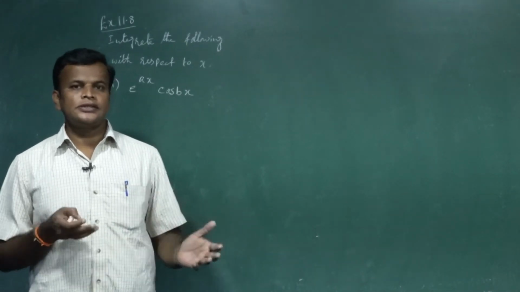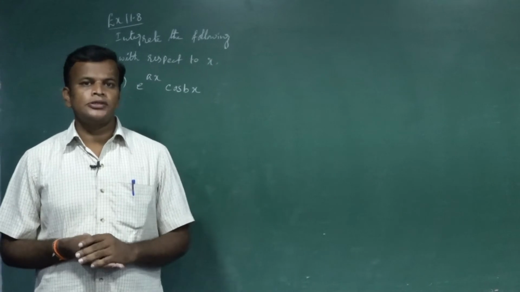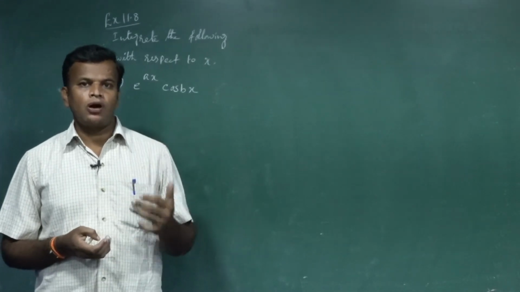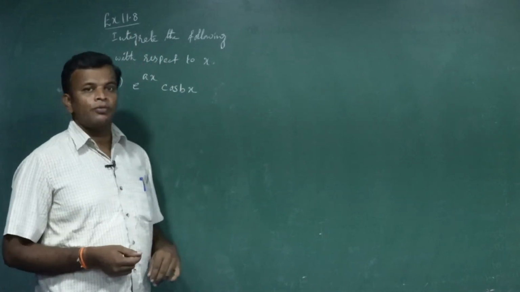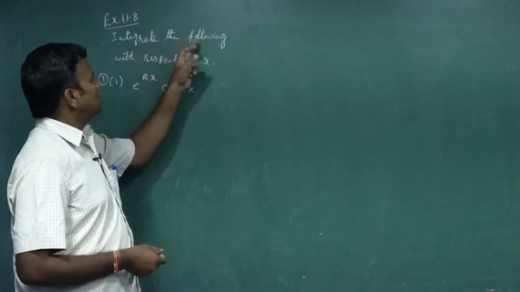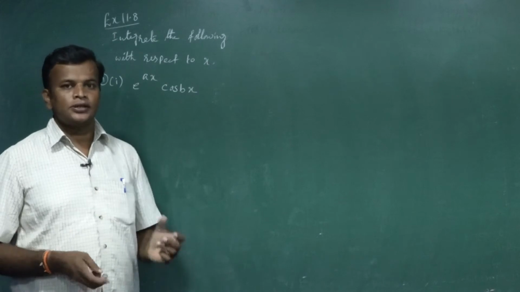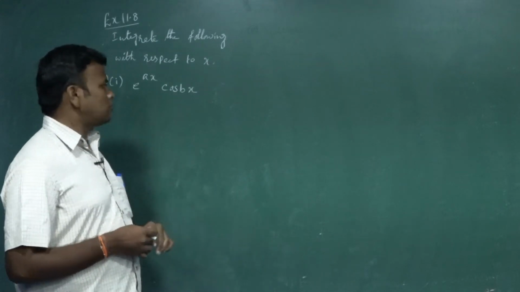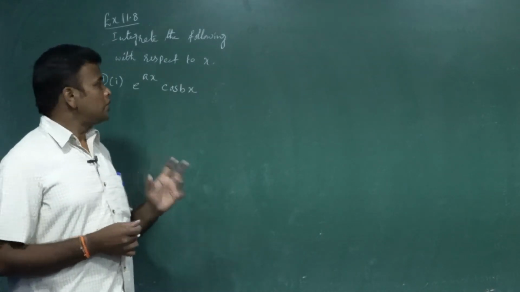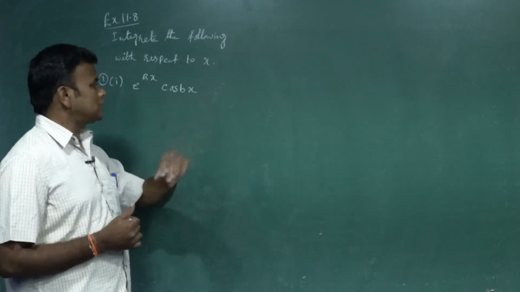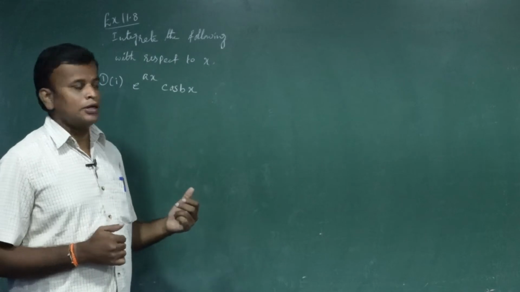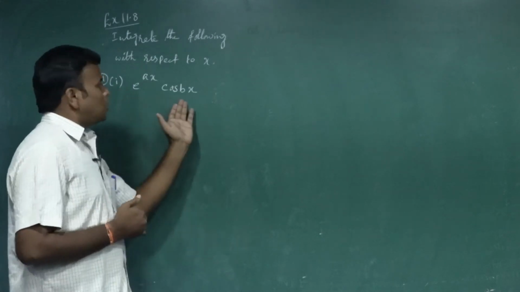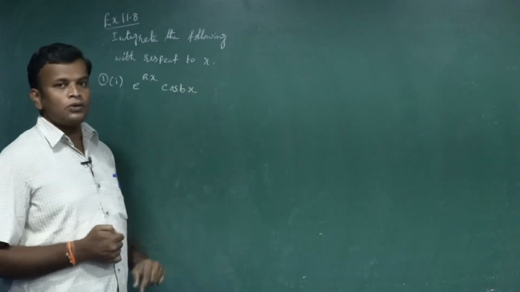Using these results, we solve some more problems using integration by parts. See the next exercise, 11.8. The question is: integrate the following with respect to x. It's a big sum and also an important 5-mark question. What is the integration value of e power ax into cos bx? It is also one of the famous formulas. Now we solve the problem with respect to x.